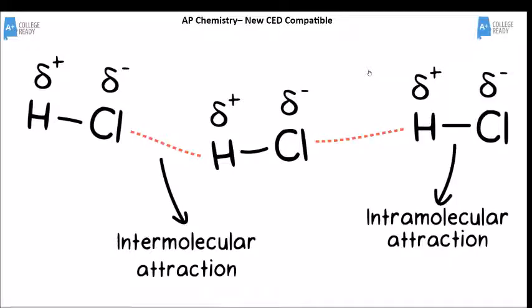So the dotted line on the left is an intermolecular attraction. That's a force of attraction, and that's governed by Coulomb's law. Coulomb's law says that the force of attraction is due to the amount of charge and also to the distance between them. The black bond over on the right is an example of a covalent bond, an intramolecular attraction.